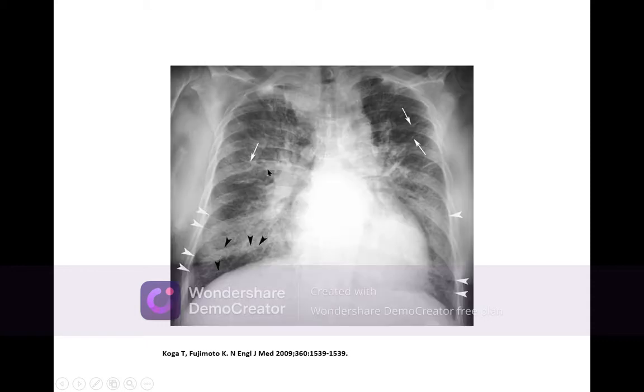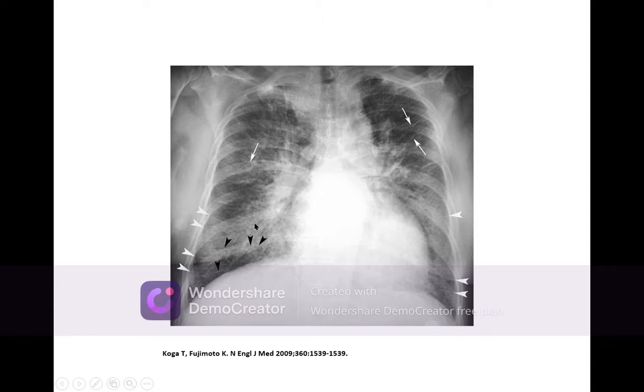Now visible here, you see these are stations, where my cursor is moving. Here are stations, you can see. Here are stations. These are Kerley B lines. Here is a central part, this part. These are the central lines, and these are the A lines above this one.